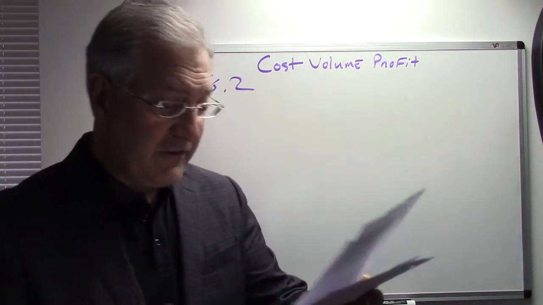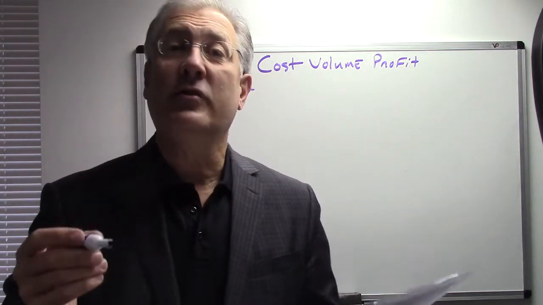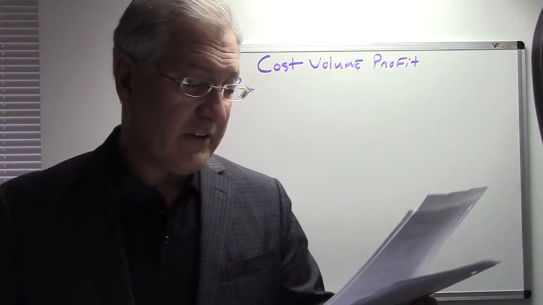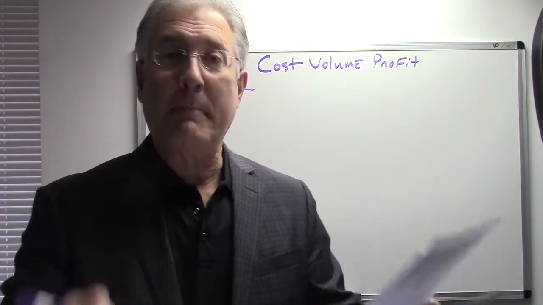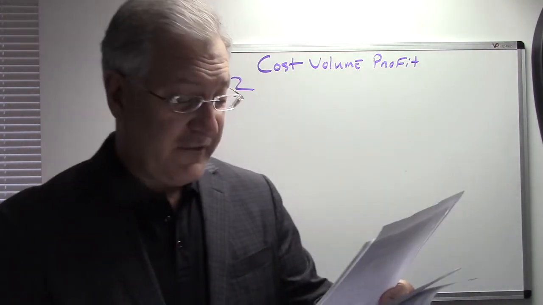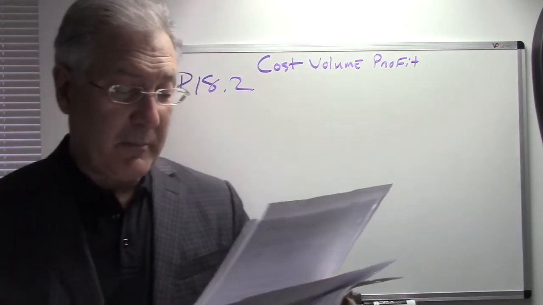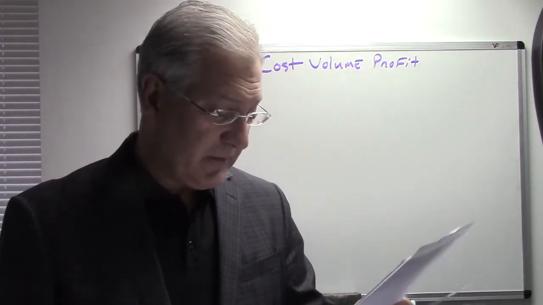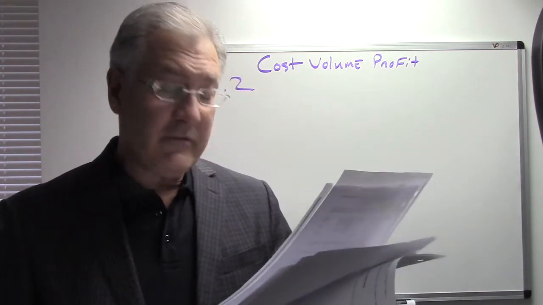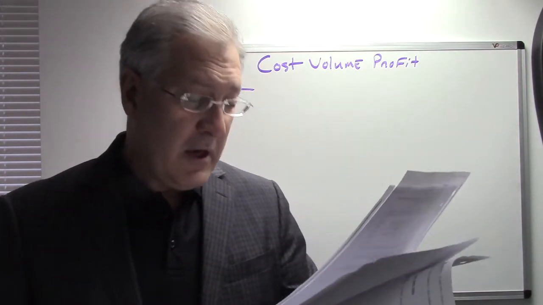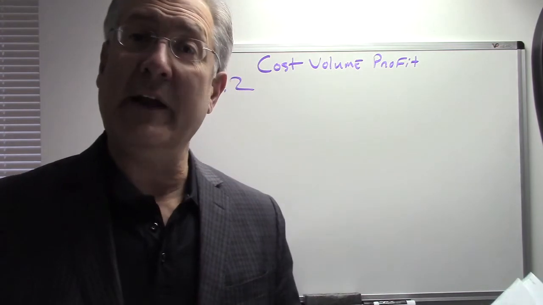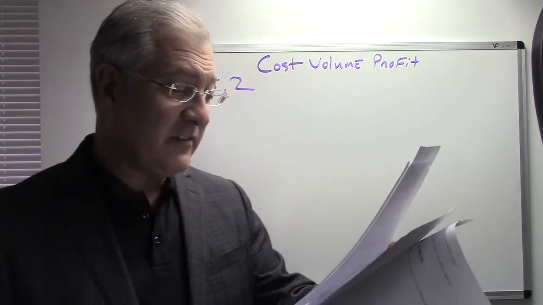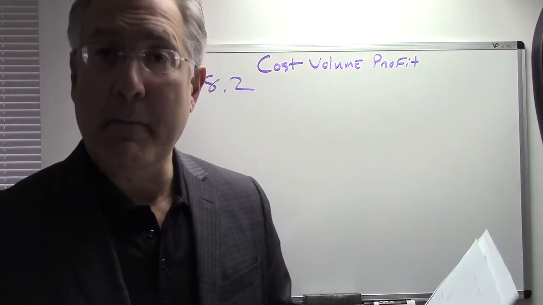Other costs are as follows. Advertising, $200 per month. That's a fixed cost. Rent, $1,100 per month. That's a fixed cost. Barber supplies, 30 cents per haircut. That's a variable cost. Utilities, $175 per month plus 20 cents per haircut. So that's clearly a mixed cost. And then magazines, $25 per month.